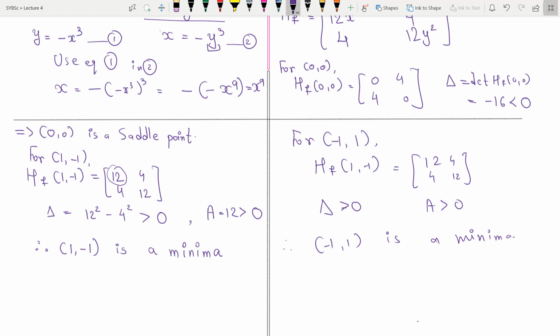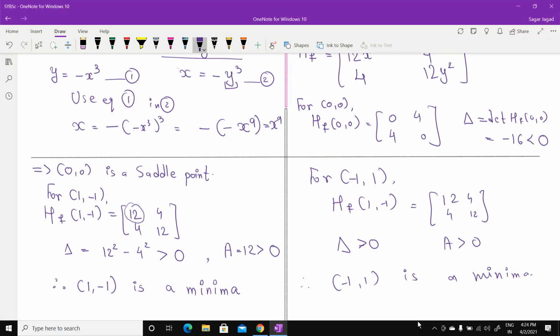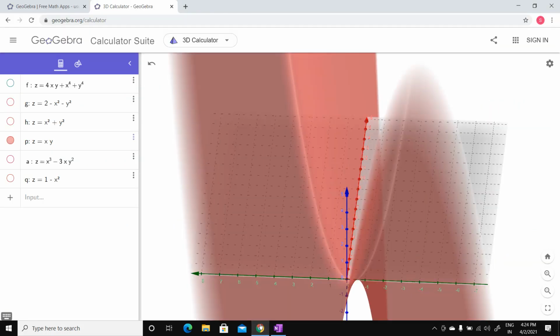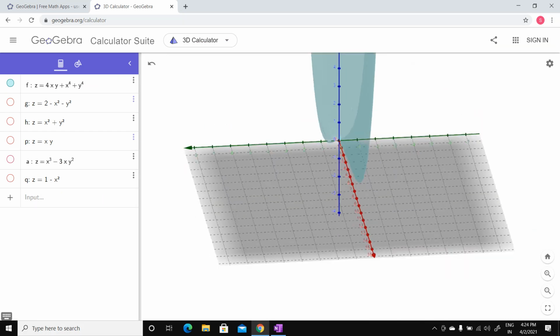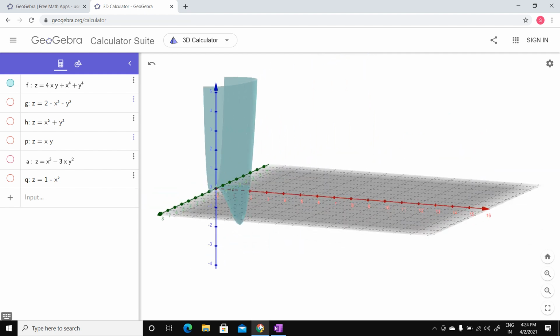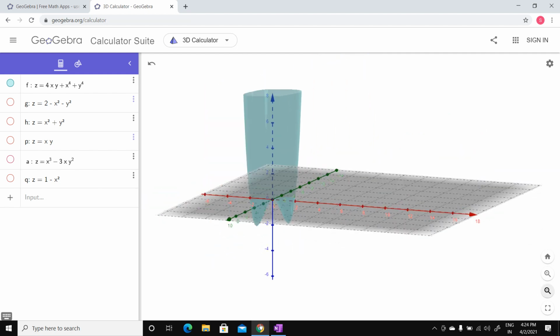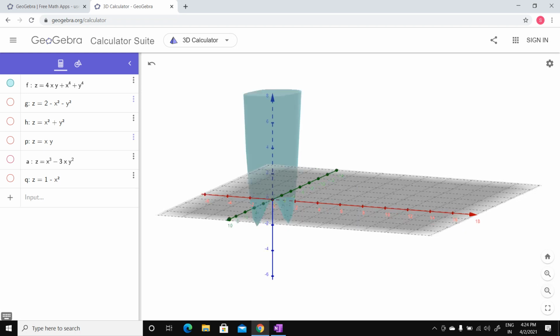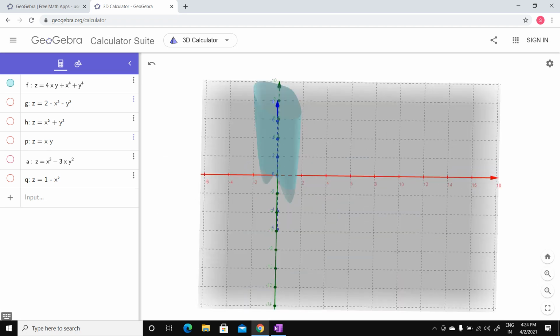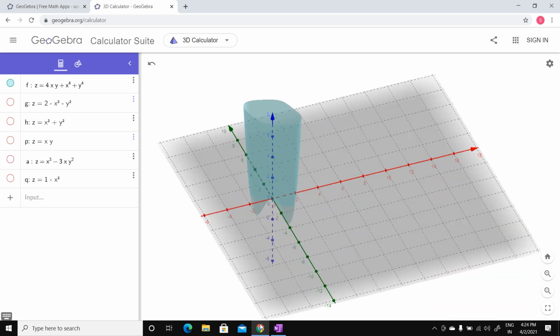So let me just see the graph of it. Okay, if I go for the graph, this is nothing but my function, if you observe carefully. Right? So it is 4xy plus x raised to 4 plus y raised to 4. And if you observe the graph, I need to zoom it up a bit. Okay, yes, now it is fine. So yes, you can observe at (0, 0) it is making a shape like a saddle, right? So it is neither maxima nor minima.